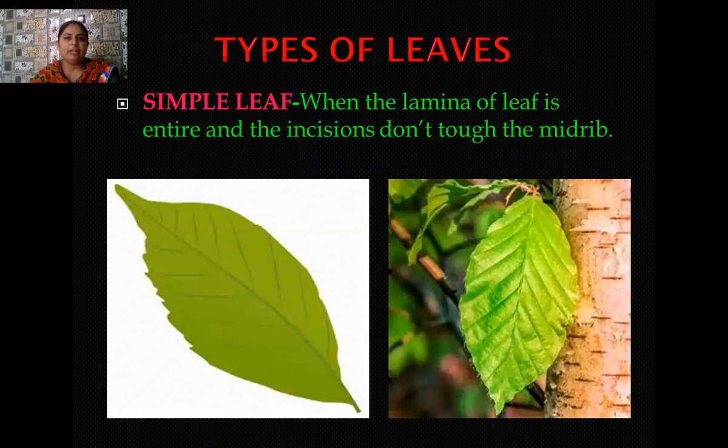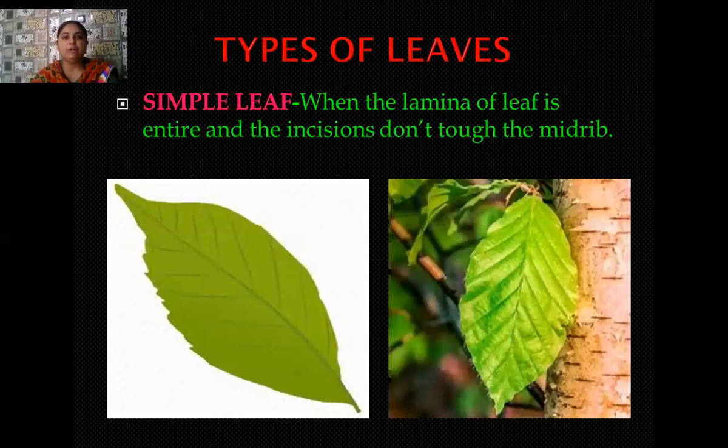Okay students, now we are going to study about the types of leaves. We have divided the leaves on the basis of their type into two broad categories. They may be simple leaf or they may be compound leaf. First of all, simple leaves are visible to you. So what is a simple leaf?